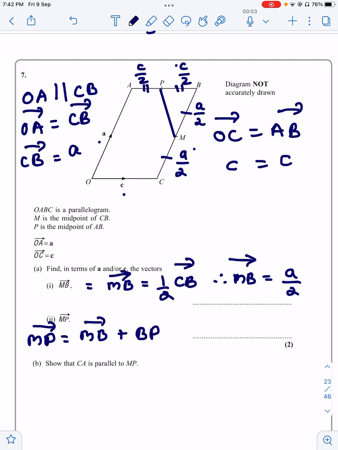plus BP. Remember, if I take the longer route, I will still get the same answer, my dear students. So MB is A upon 2 plus PB was C upon 2, so BP will be minus C upon 2. That can also be written as A minus C upon 2.